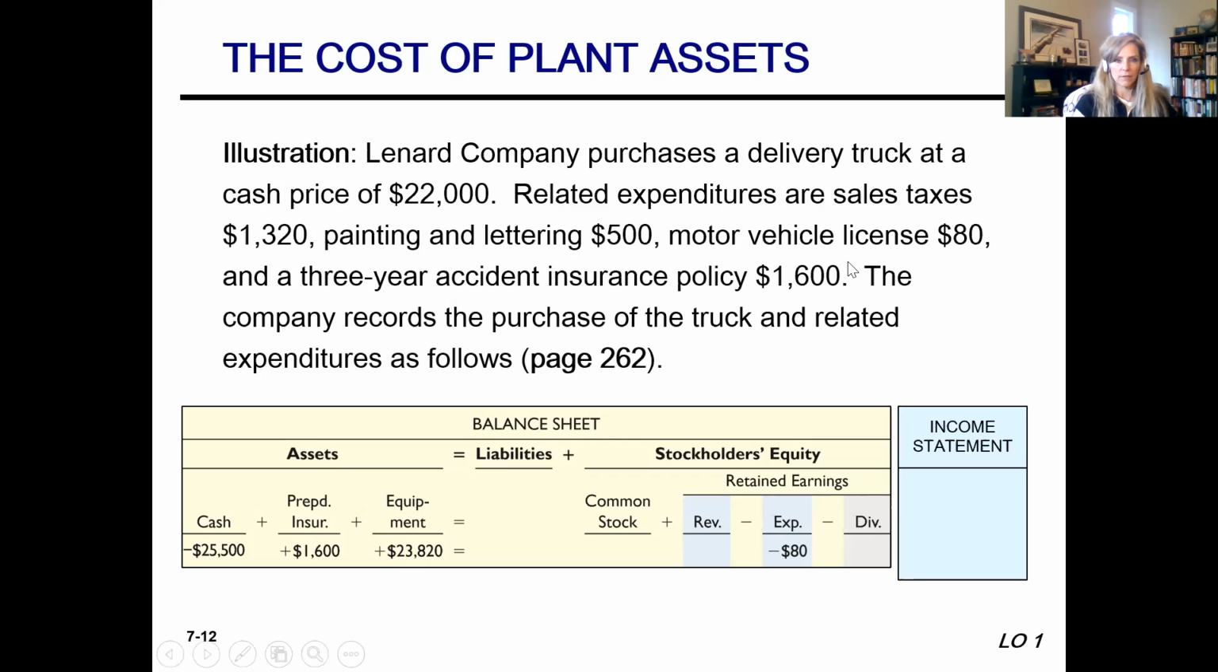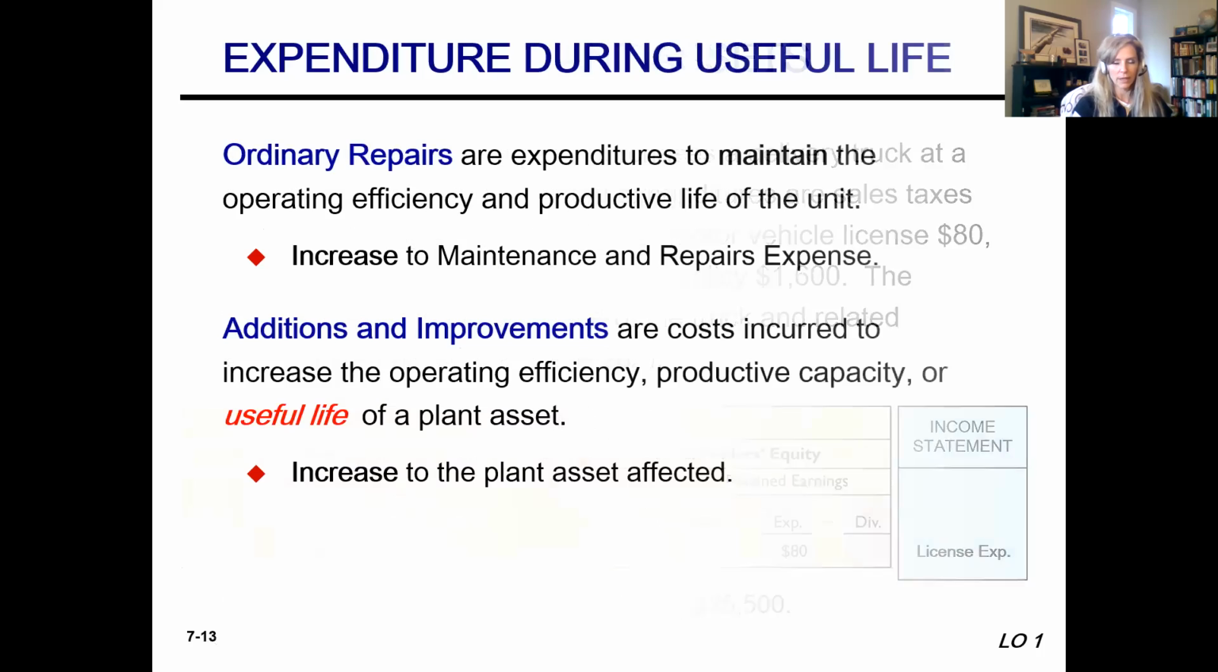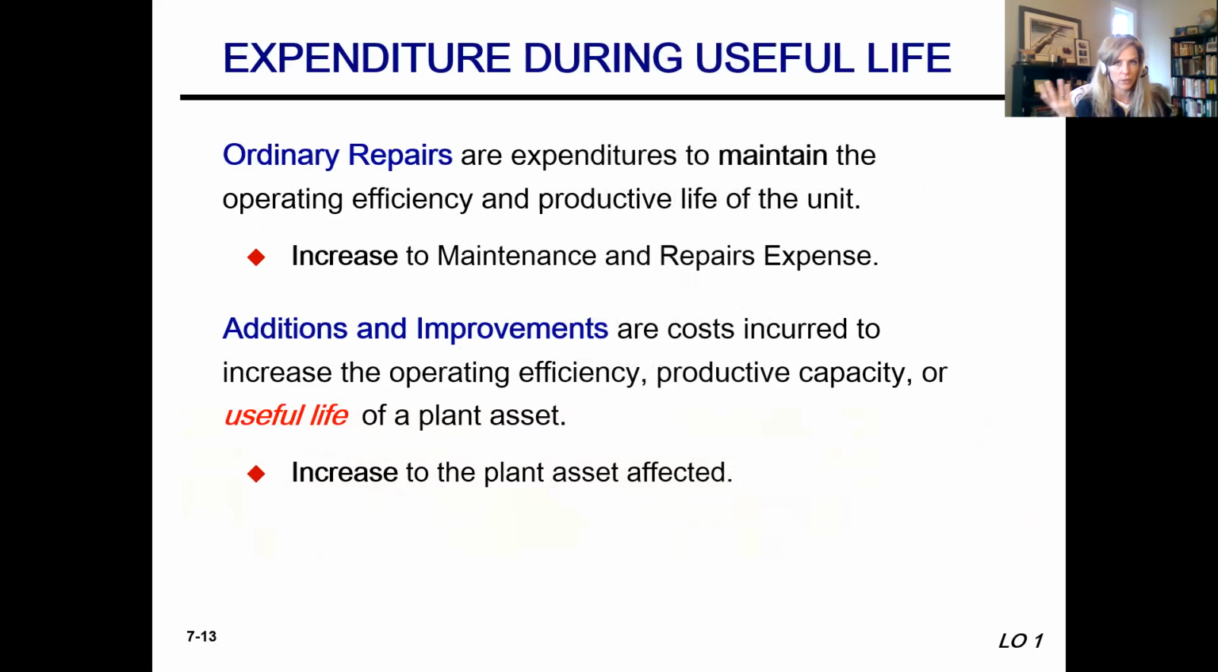All right, the license, of course, motor vehicle license fee, $80. That's an expense for the current year. It reduces income because it's an expense. So we have cash flow going down by $25,500 in total. Again, just trying to think about where's the cash going and what's replacing it, and what do I have? What do I have, and how did I get it?